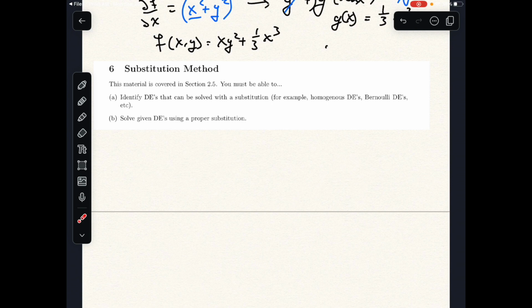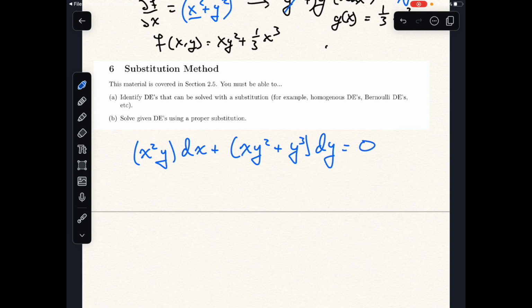The substitution method: you need to be able to identify DEs that can be solved with the substitution, and you need to be able to solve these DEs using the proper substitution. So if I were to hand you something like x squared y dx plus xy squared plus y cubed dy equals 0, just something random like that, you should be able to tell me whether or not you can solve this DE with a substitution.